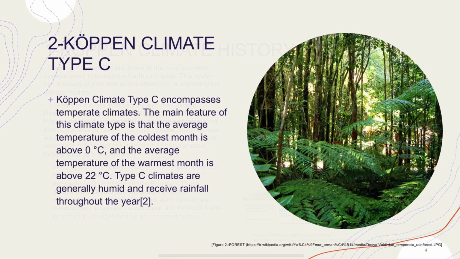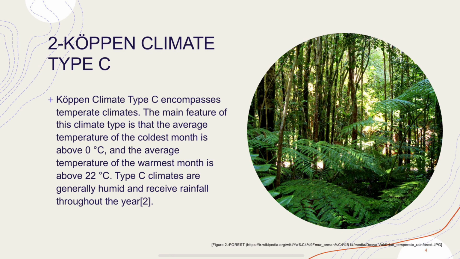Second topic, Köppen climate type C. Köppen climate type C encompasses temperate climates. The main feature of this climate type is that the average temperature of the coldest month is above 0 degrees and the average temperature of the warmest month is above 22 degrees. Type C climates are generally humid and receive rainfall throughout the year.